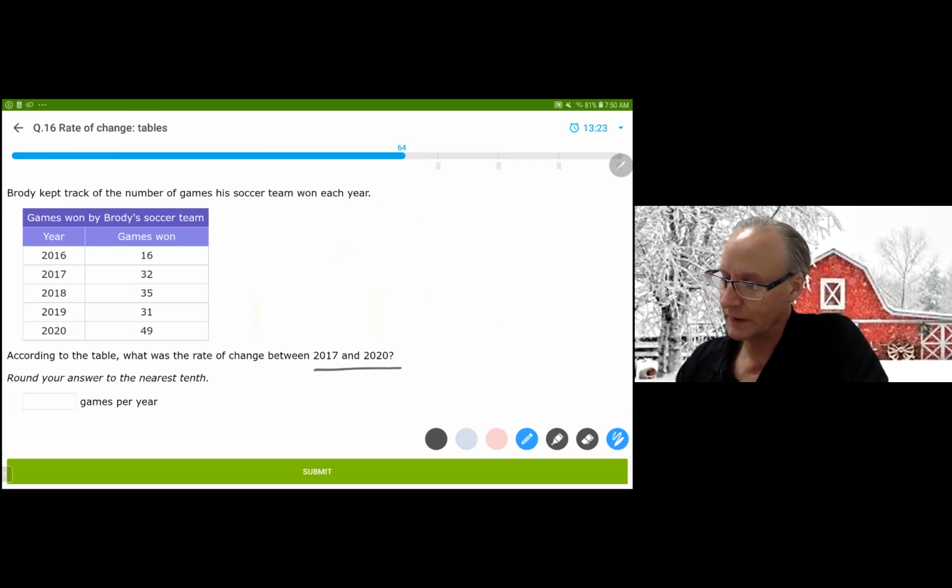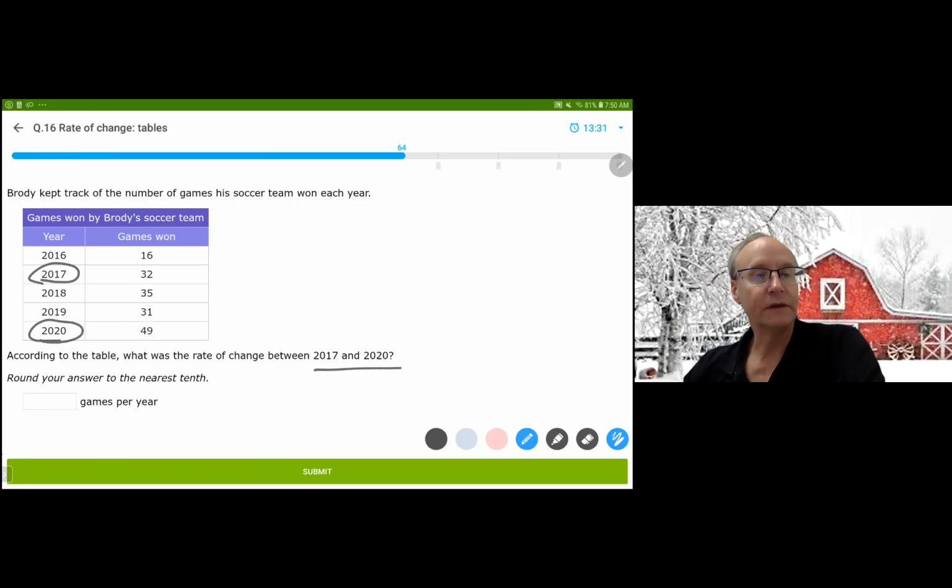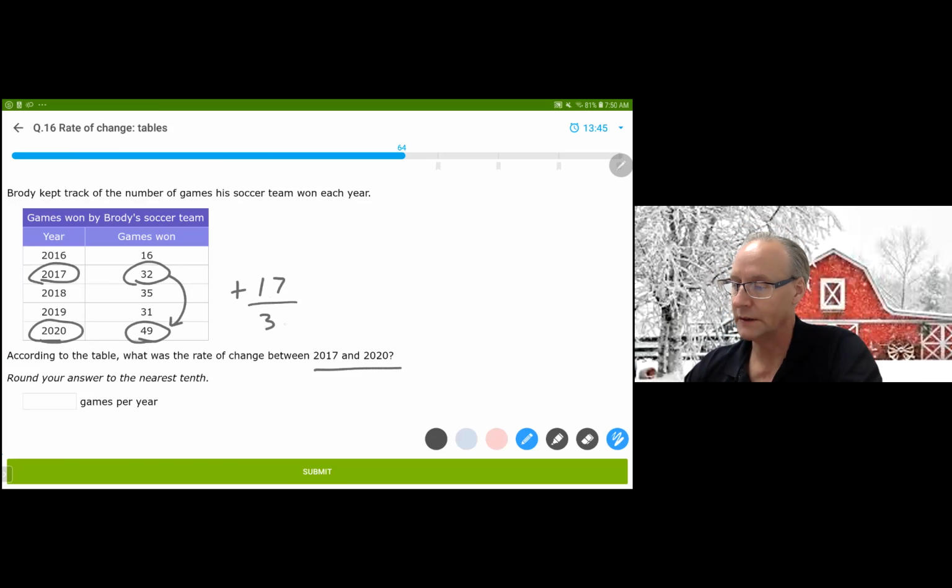2017 to 2020. So I'm going to go ahead and circle. Now that's a period of 3 years. Be careful. If looking at the table, it looks like it might be 4 years. But remember, if we subtract those, we do get 3 years. And we went from 32 to 49, so it did go up 17 over a period of 3 years. And this is games.